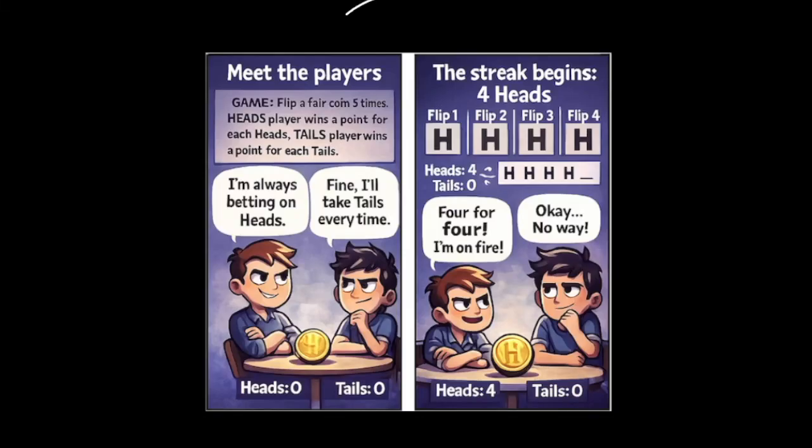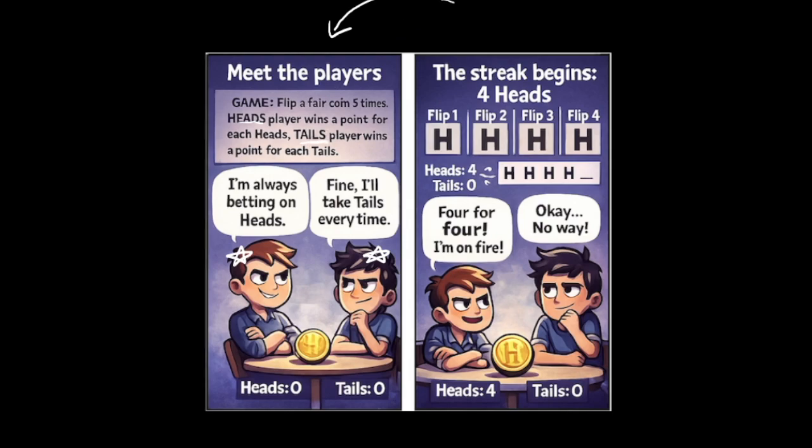Let's imagine two players are about to flip a coin. We'll call our first player heads, and he's always going to bet on heads. And our second player tails, and he's always going to bet on tails. And the rules are simple. Each time they flip the coin and a heads turns up, the heads player will get a point. And each time a tails turns up, the tails player gets a point. And the first one to 5 points wins.